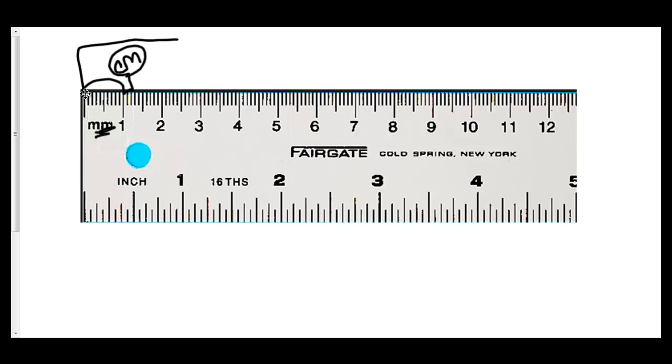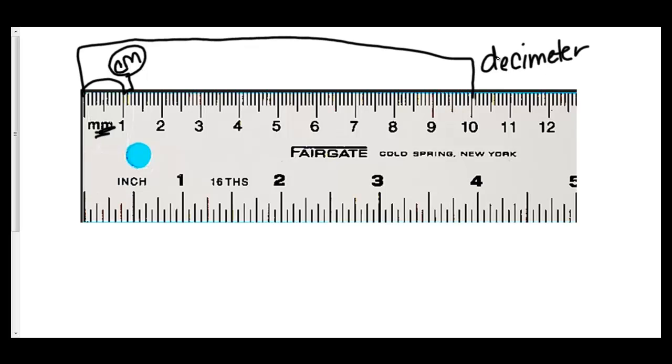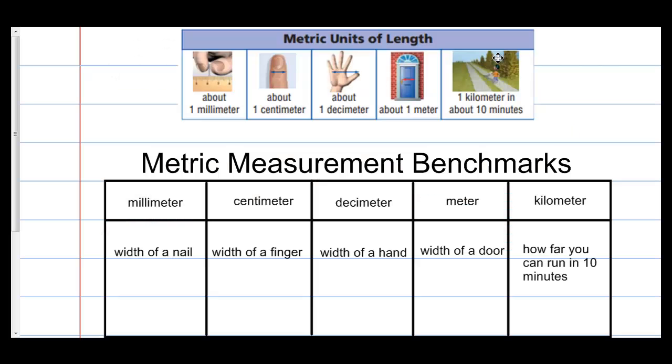10 centimeters is a decimeter. 100 centimeters is a meter. So we're going to be talking about how big these types of objects are, and we're going to be putting some of this information in your math journal.